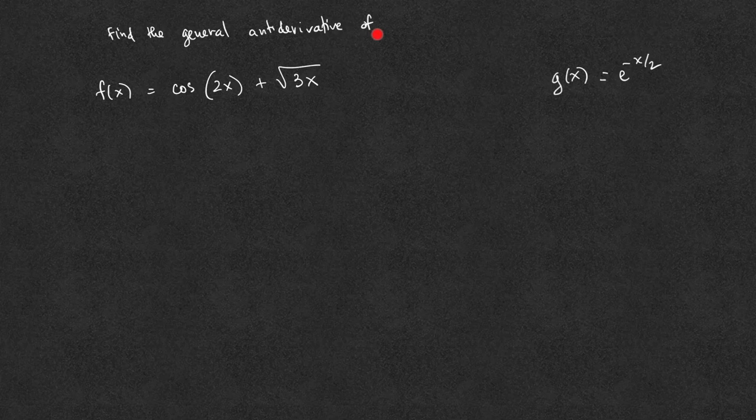Find the general antiderivative of f of x equals cosine of 2x plus the square root of 3x, and g of x equals e to the negative x over 2. The first function has two terms, and the second function has one term. Each of these terms is a composite function.